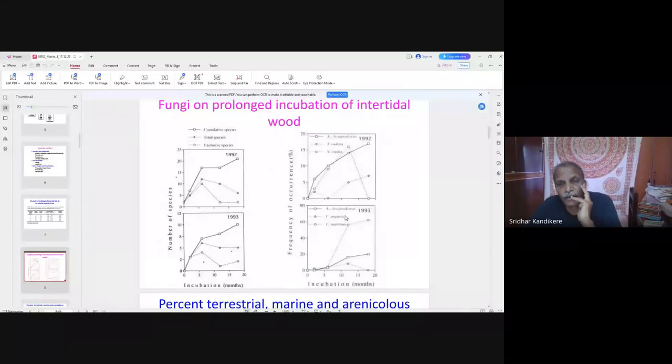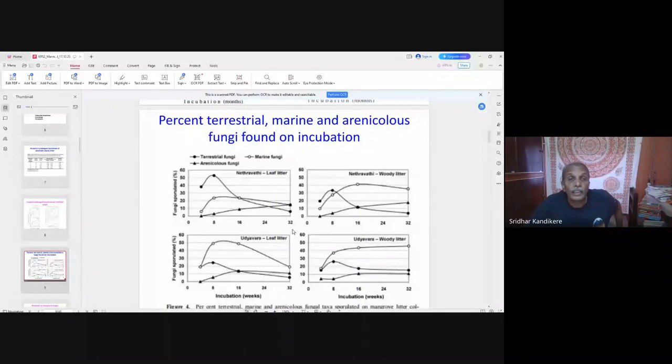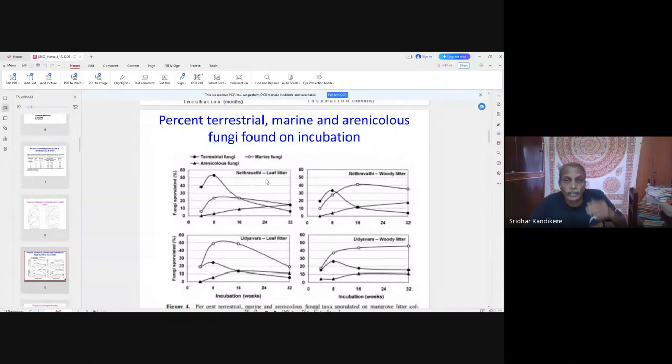different regions. The incubation is up to 18 months here, and in some cases we have incubated up to 2 years, and some of them more than 2 years. Now, the mangrove ecosystem is a consortium of several fungi: not only terrestrial fungi, but arenicolous fungi and also typical marine fungi. Of course, arenicolous fungi are also marine fungi. And we have taken two different mangrove ecosystems, Netravati mangroves and Udyavara mangrove in Karnataka.